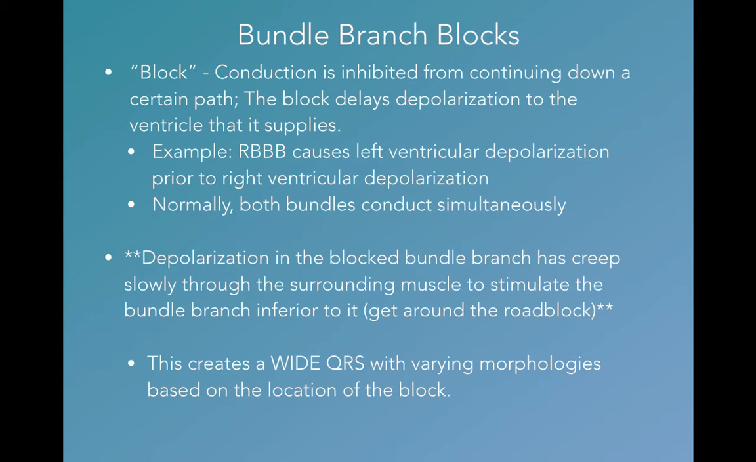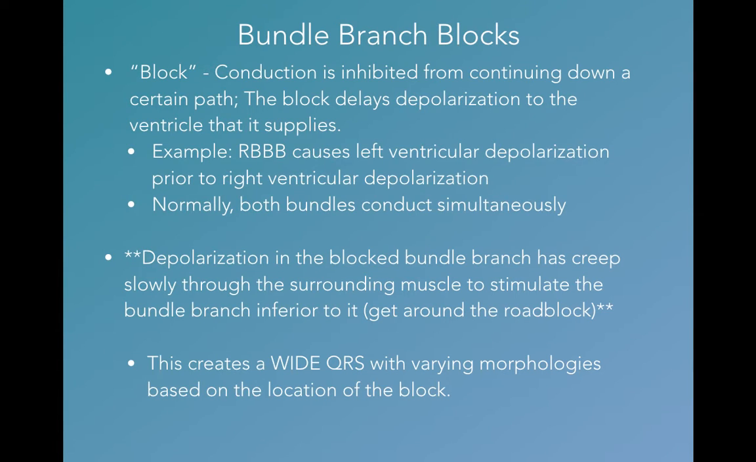So the next type of block is a little bit more distal in the bundle branches. Let me just say a block is conduction that's inhibited from continuing down a certain path, and what happens is the block delays depolarization. The pathway that's not blocked is depolarized rapidly, while in the blocked pathway, the conduction has to slowly creep through the myocardium until it gets past the block.